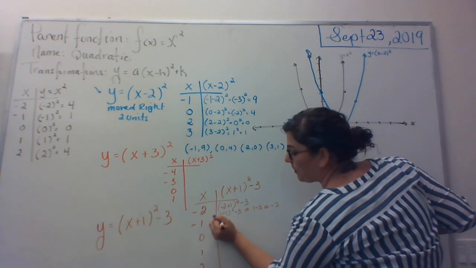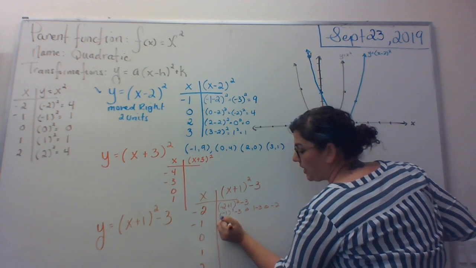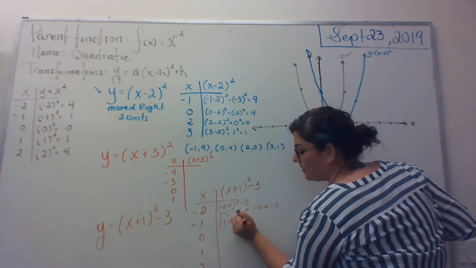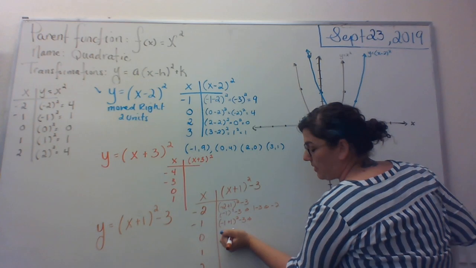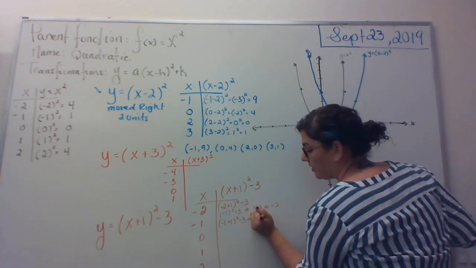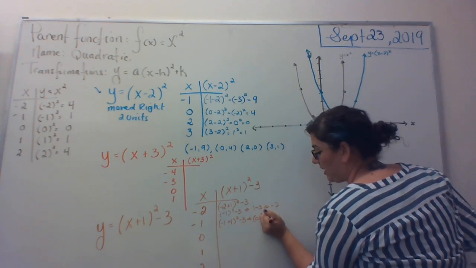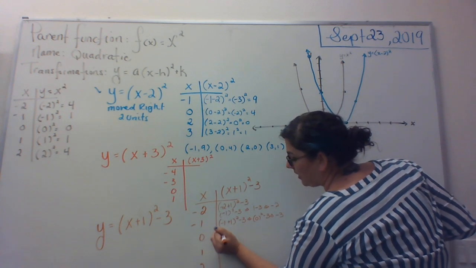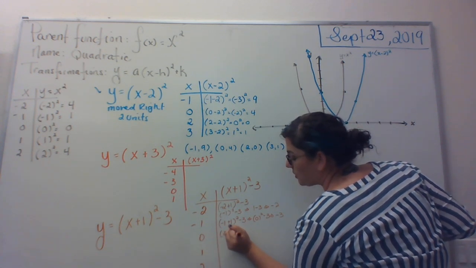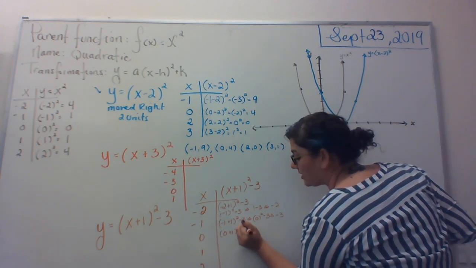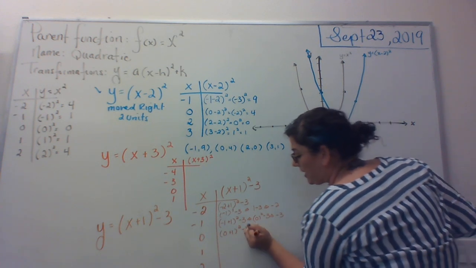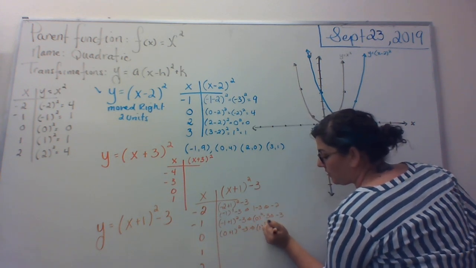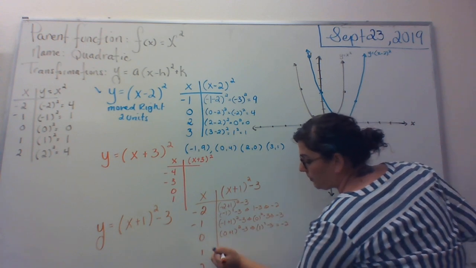So we're going to go through that one more time. -1 plus 1, square it, and then minus 3. So that's going to get me 0 squared minus 3, which gets me -3. And from here, I'm going to kind of jam a little bit more, but you're more than welcome to replay this or pause it and get what you might need. So that becomes 1 squared minus 3, which is going to give me -2.